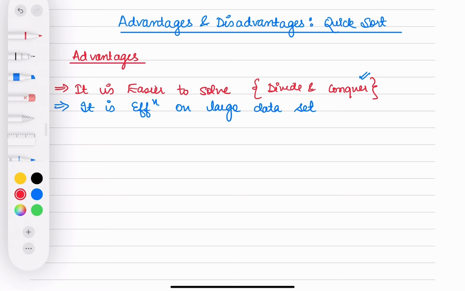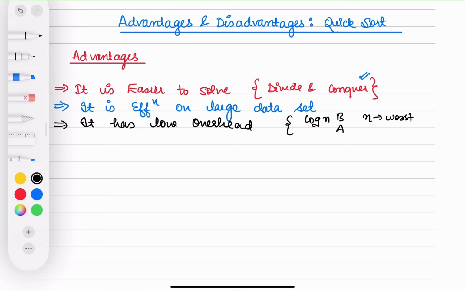With that, it also brings low overhead. It has low overhead because it only requires a small memory to function. If you remember, the space is log n for the best case and the average case, and n for the worst case. So it has a low overhead.